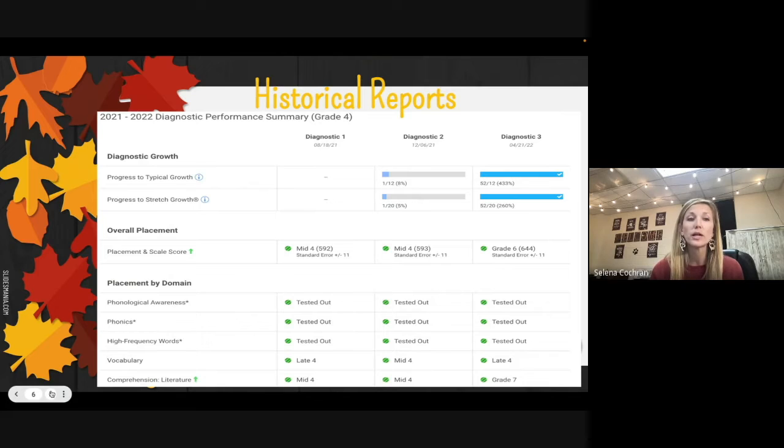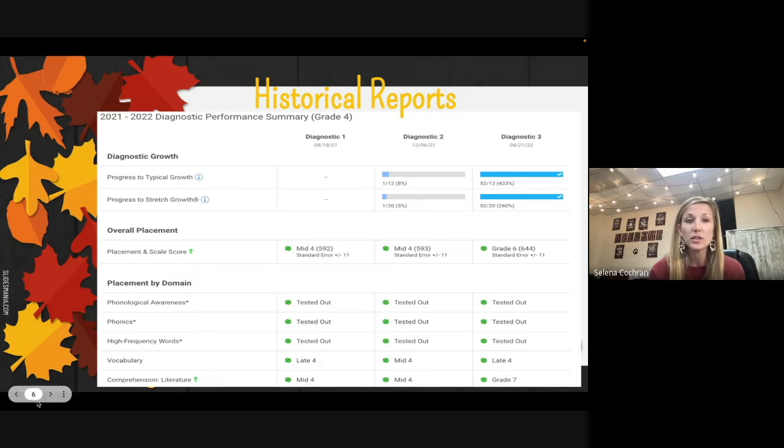So this is a really great tool for us to utilize, especially with our first parent-teacher conferences. We like to look at where a student may have finished the year and then where they placed that very first diagnostic at the beginning of the year.